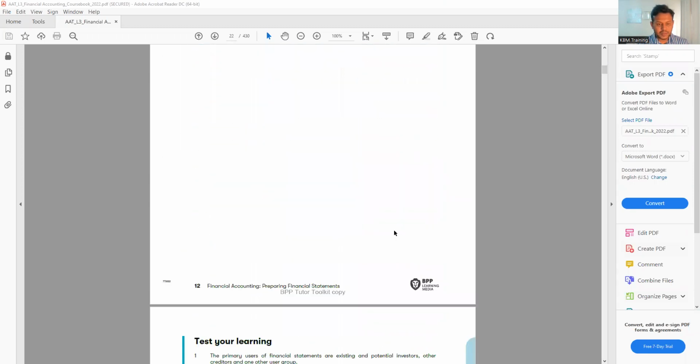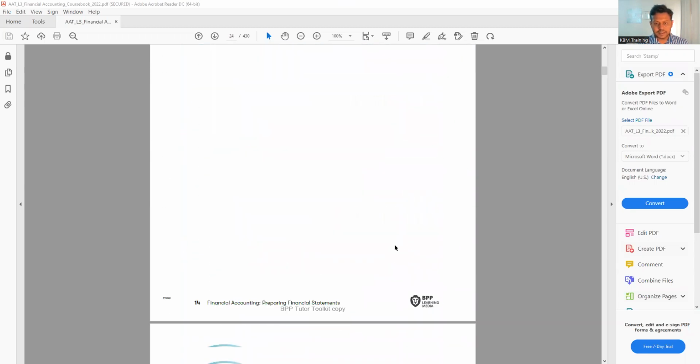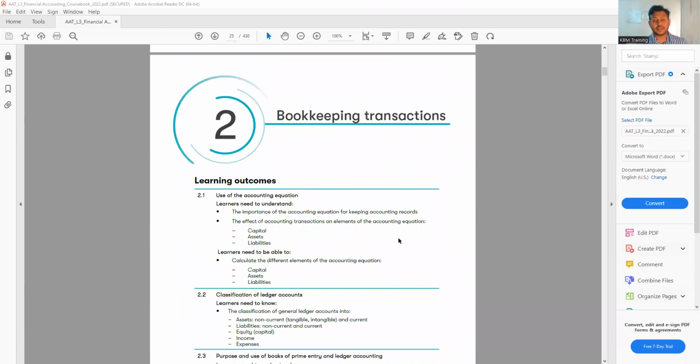Now, the next chapter we have, chapter number two, is bookkeeping transactions. If you have done your level two, you already know what is there. So we have to know a few things from this chapter. We'll look at the accounting equation, and we'll look at some entities, and we have to say whether this entity belongs to the profit and loss account or the balance sheet, and so on. On top of that, we'll learn some ledger accounts from here.